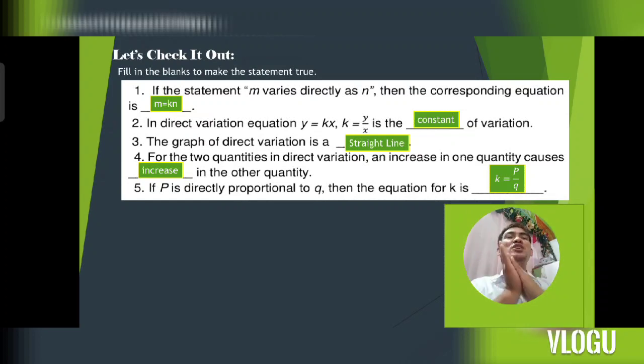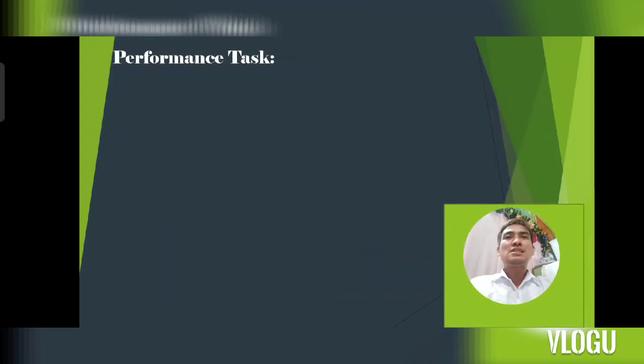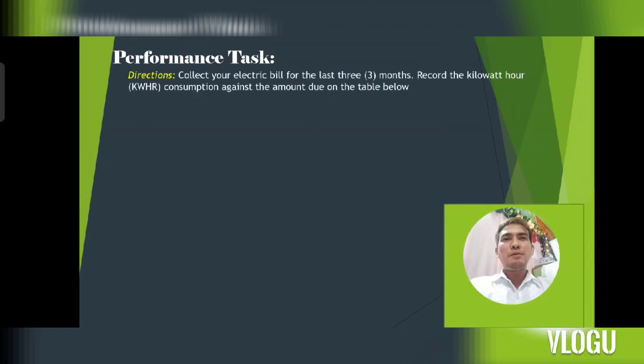Alright, so congratulations. You are now ready to move forward, of course. Now, let's have this performance task. You're going to do this one at home. So what is in your performance task? With the directions, collect your electric bill for the last 3 months. Record the kilowatt hour consumed against the amount due on the table below. Where is the table? Here it is.